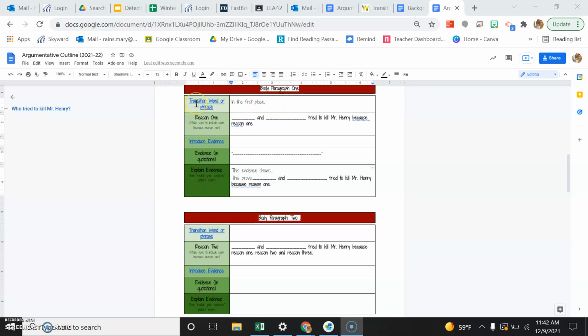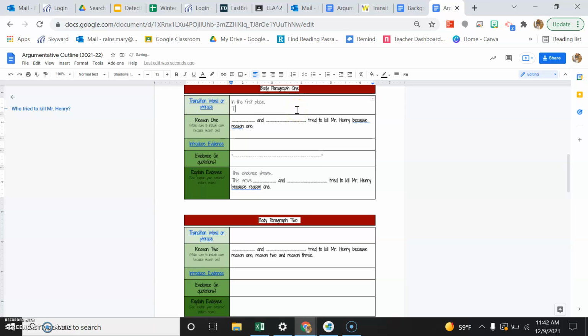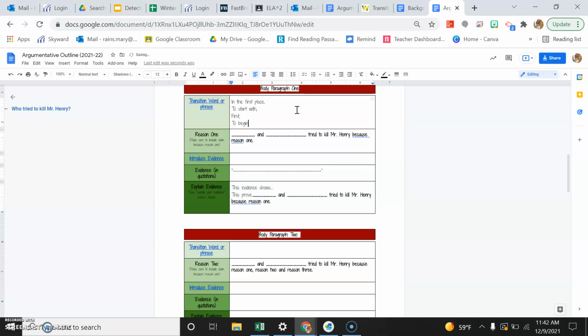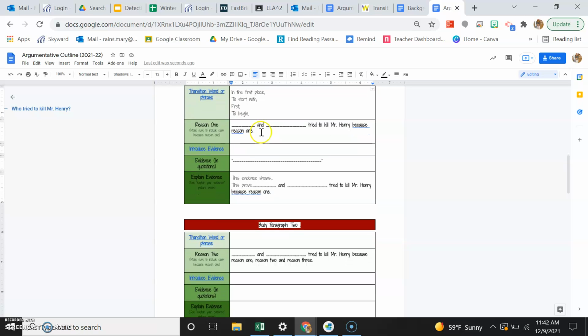So the first one is you come up with a transition word or phrase. Click on that link and it gives you a lot of different choices. And so for the first body paragraph, I put something like in the first place. You could also do to start with, or first, or to begin. Any of those, because that lets the reader know that they're about to read about the first thing, or they're starting the argument or the evidence that goes with the argument.